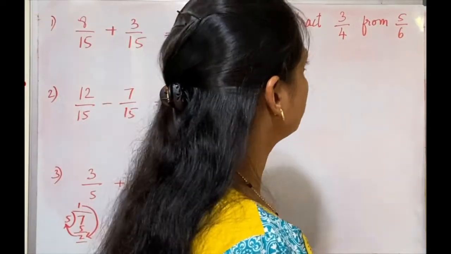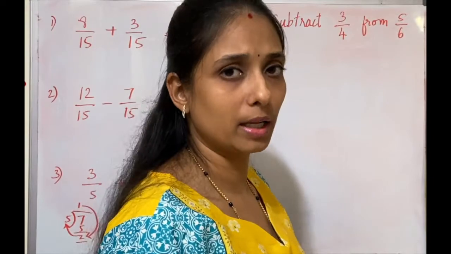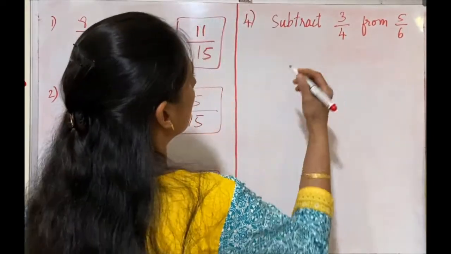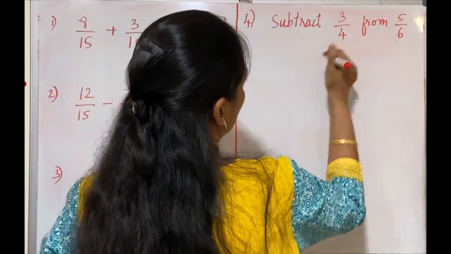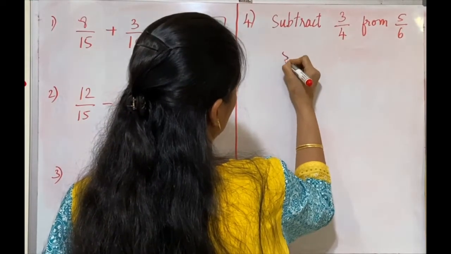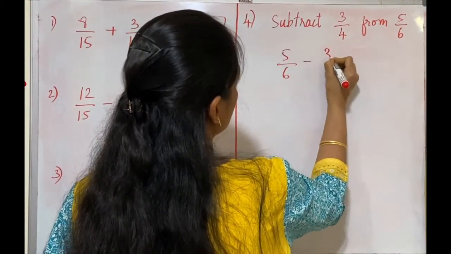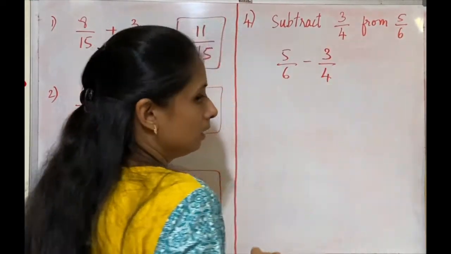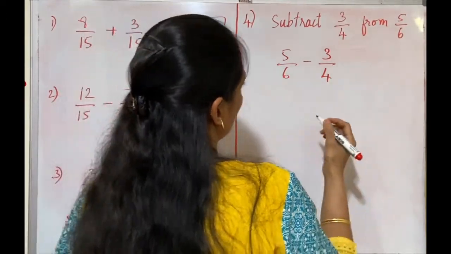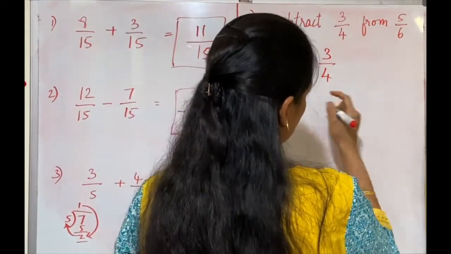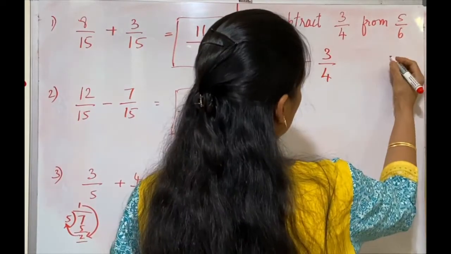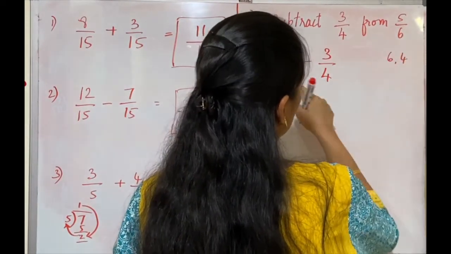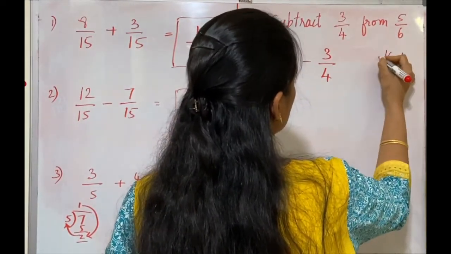Okay, now here, these are unlike fractions. So what should you do? They have asked you to subtract 3 by 4 from 5 by 6. So 5 by 6 minus 3 by 4. Okay, so what should you do? Now they are unlike fractions, so you cannot do it directly. You should take the LCM. LCM of what? Both the denominators.